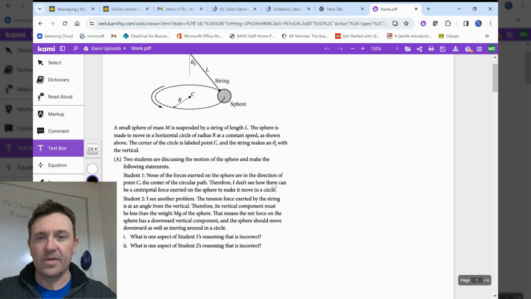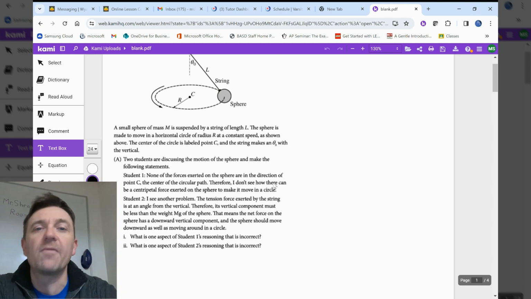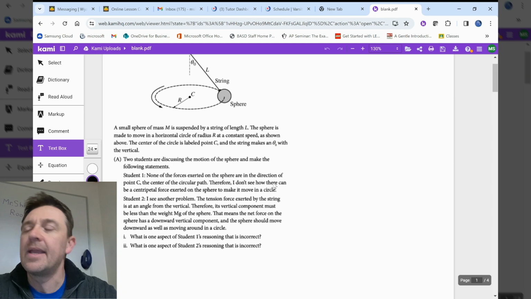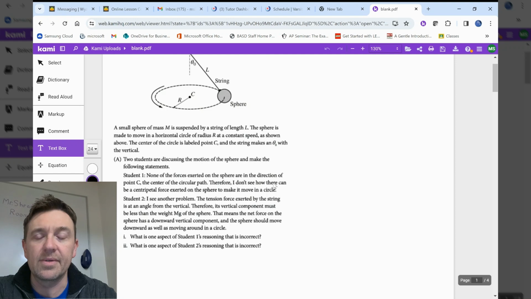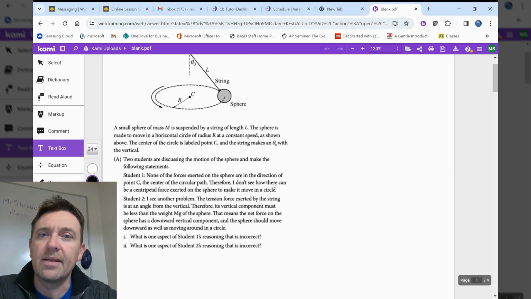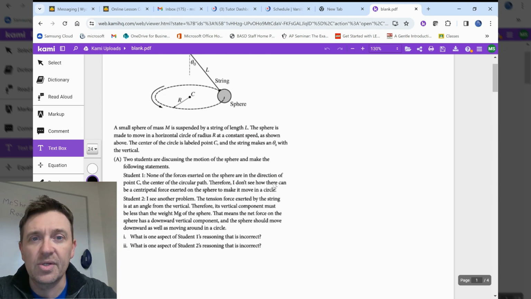Well, if we make this into a free body diagram, it makes it easy to see that there is something making it accelerate towards the center of the circle. Why don't you pause here and go ahead and draw the forces that are acting on this sphere in the position shown in the figure above.